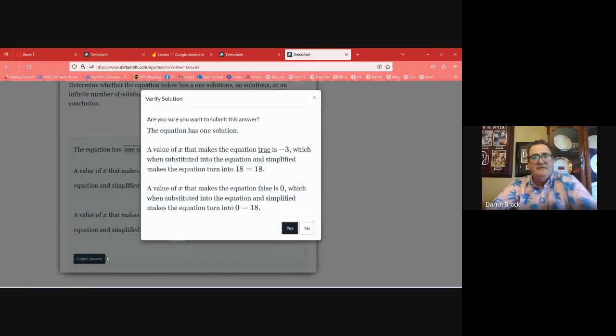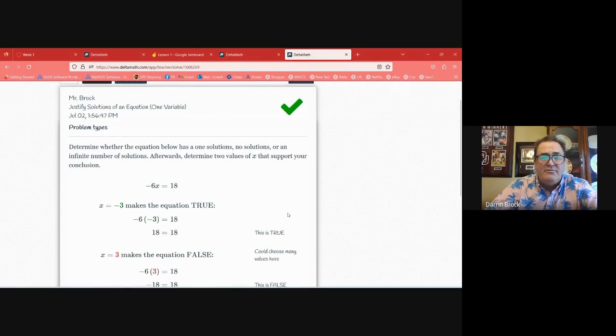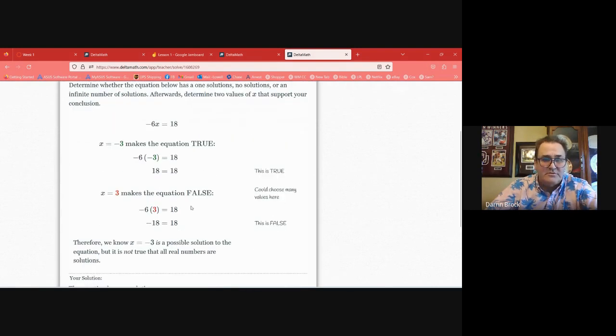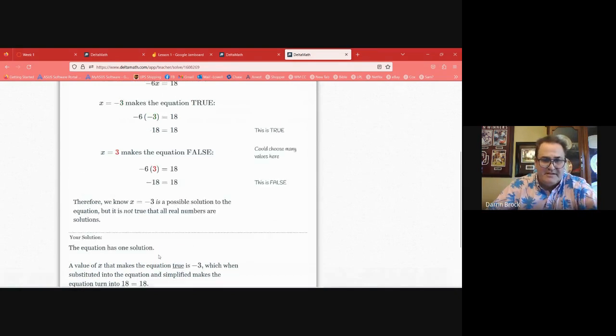When you submit it, it'll ask you, is this what you're wanting to submit? And when you say yes, if you're correct, there's a nice check mark. And it will go through how the problem works. See, it solved it to show negative 3 was a solution, but it chose positive 3 as a false, which is fine. Any other value except for negative 3 would be false. And then it shows you at the bottom what you put as well.